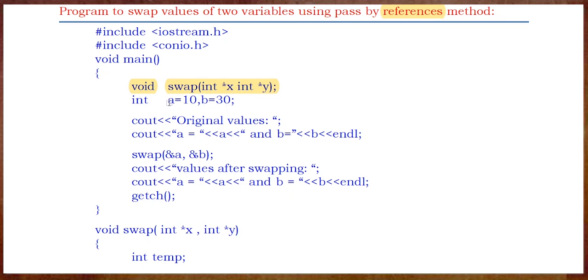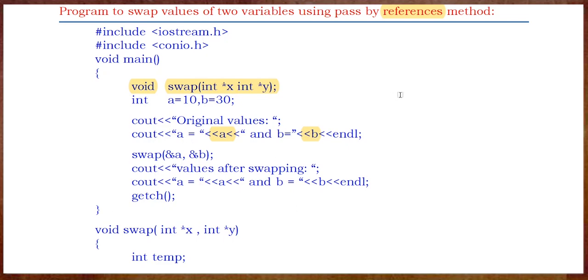Now let us define normal variables: integer A equals 10, comma, B equals 30, initialized similar to the previous program. After that we display the original values: A is A, that is 10, and B is B. These two are variables, that's why they are not enclosed in double quotes, while the other parts are string constants and appear as they are.